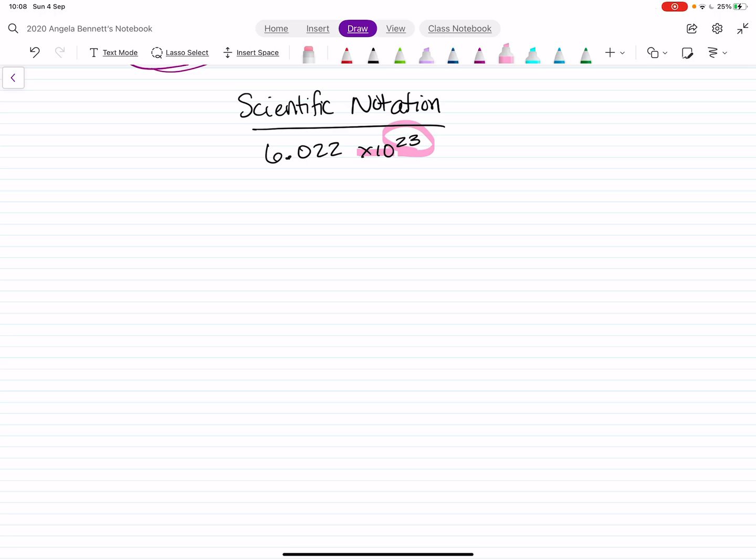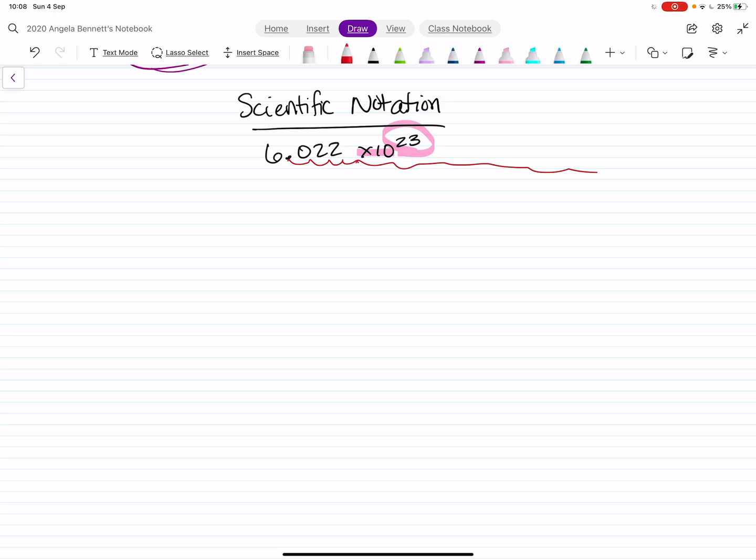Because if you look at that exponent of 23, that means that this decimal place has to move 23 times. So it goes way out here. So you're dealing with a really big number. So scientific notation came about to easily write really, really large and really, really, really small numbers.